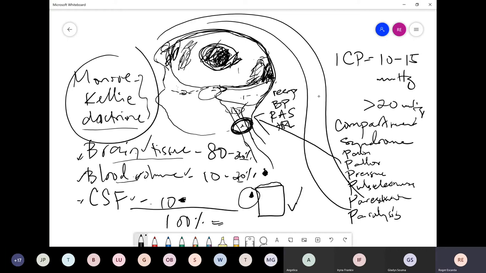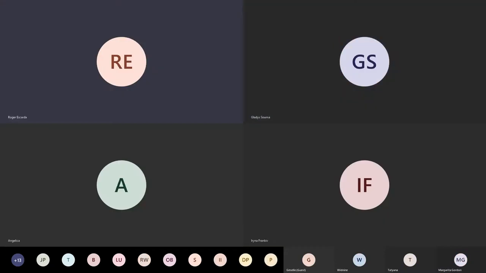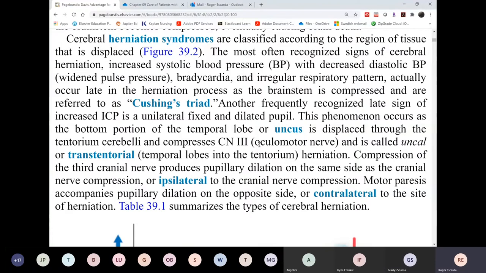Then we have uncal or downward herniation, and there's also lateral herniation. So it can herniate three different ways: downward, sideways, or both downward and sideways. Either way, however the brain herniates, there will be a consequence of poor circulation. It will cause ischemia inside the brain.